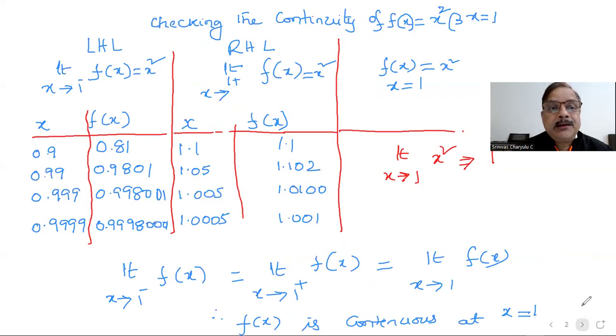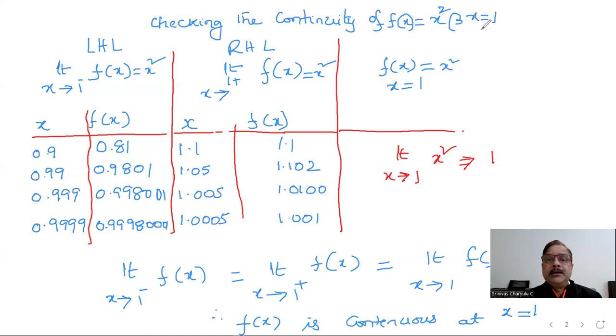I have already calculated these values, because if I start doing it now, it may take a long time since I used a calculator here. Now what is the sum? Checking the continuity of f of x is equal to x square at x is equal to 1. First I understood the equation. It is f of x is equal to x square. It is a parabola that we know very well. Now they want to know this particular equation at x is equal to 1.